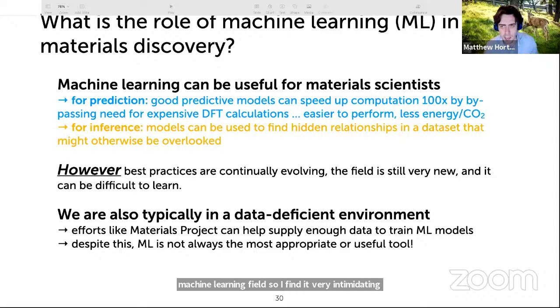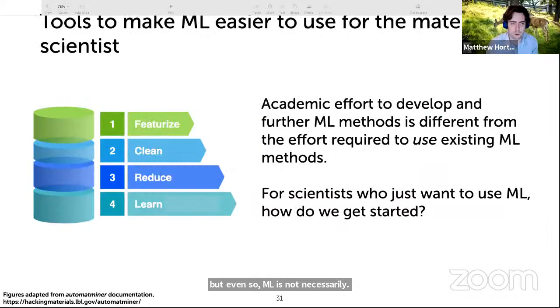We also have an additional challenge in materials science, because we're very often in a data-deficient environment. Machine learning, to work well, needs a very large amount of data. Efforts like the Materials Project and other similar databases can help supply data to train ML models. But even so, ML is not necessarily always the most appropriate tool for the job, which I think is just worth emphasizing as well.